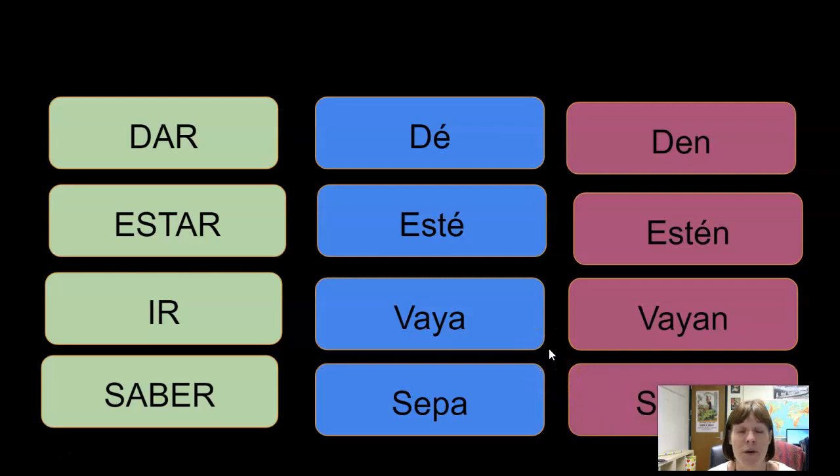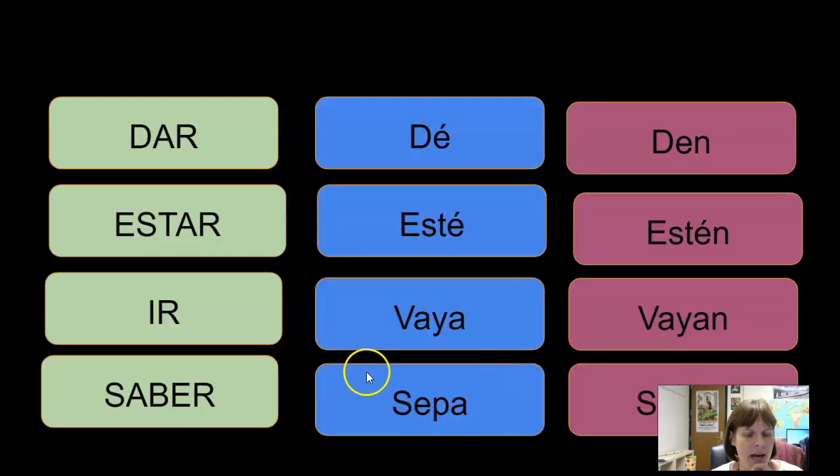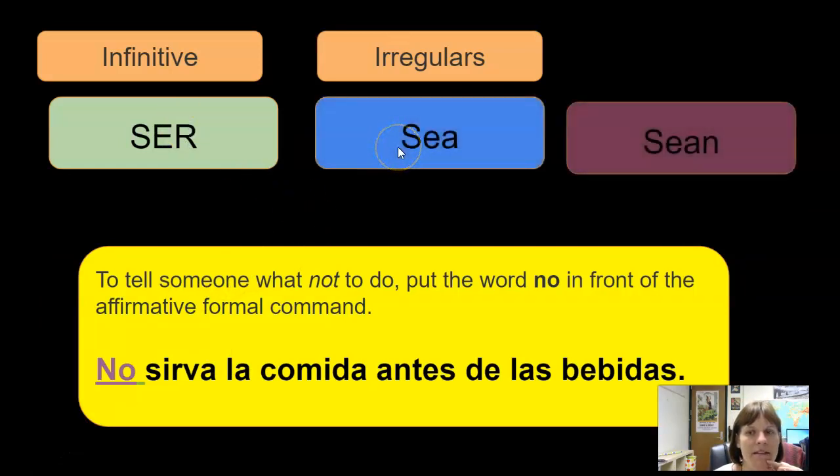Saber means to know information, and that means to know facts. So yo sé que español es difícil. I know that Spanish is hard. And I also could say sepa los mandatos formales. Know your formal commands, right? That's how that context would be used. And the last one of that group is ser, and that becomes sea, sean. So sea bien para tu mamá, or su mamá. Be good for your mom.